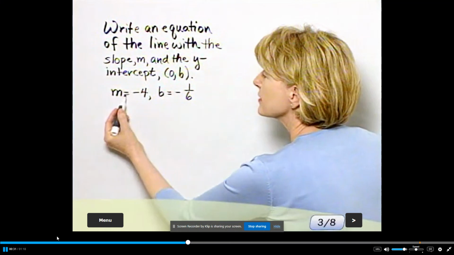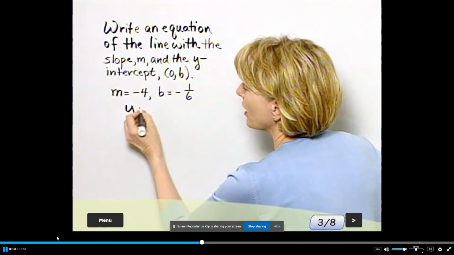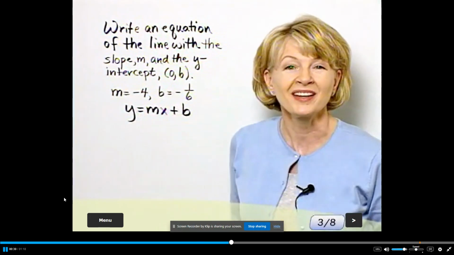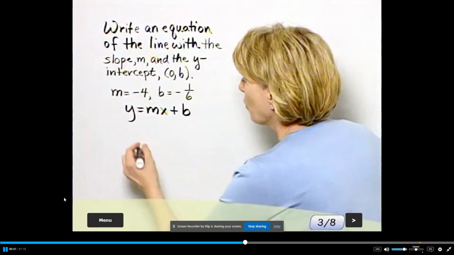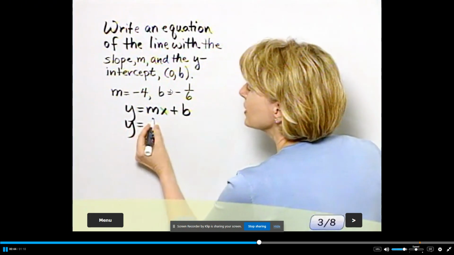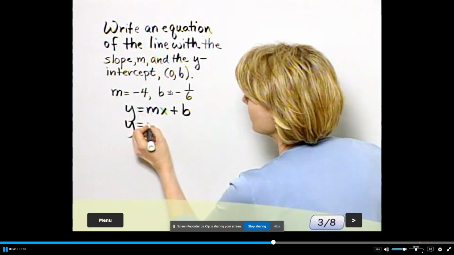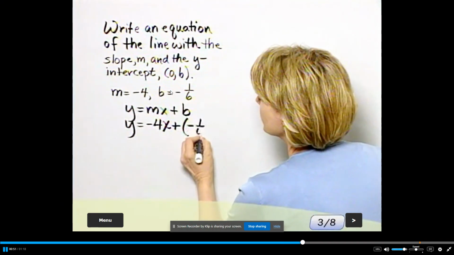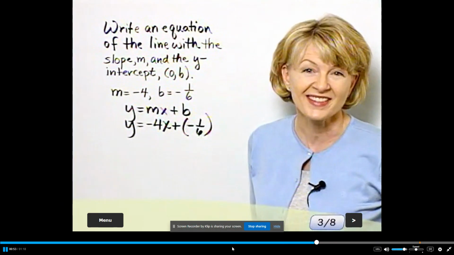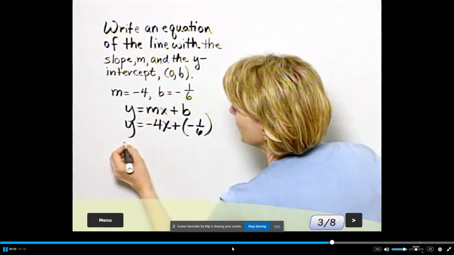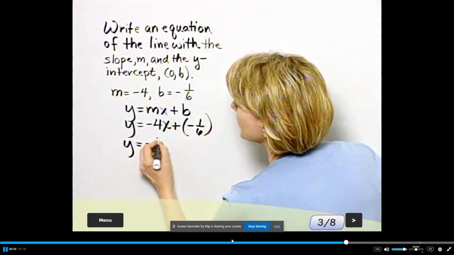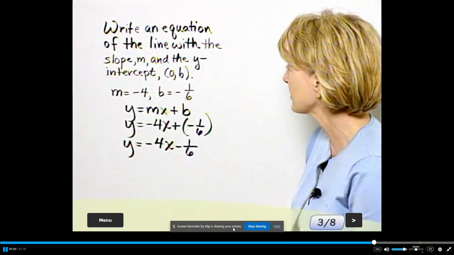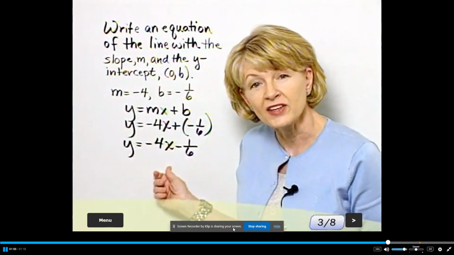We use the slope-intercept form, which is y equals mx plus b, and we'll plug in the given values. y equals, m is given to us to be -4, so that's -4x, plus b is given to be -16. And then maybe a better way of writing this is y equals -4x minus 16. Notice I've written an equation of the line.